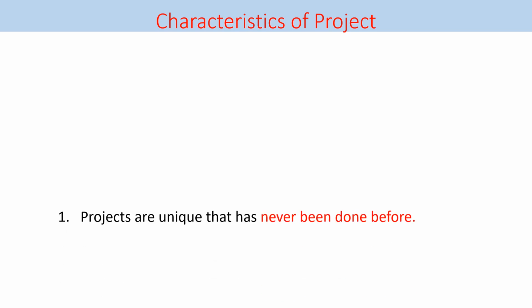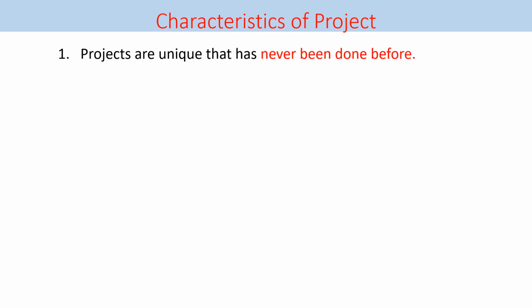Moving to the characteristics of a project, the characteristics also take some important terms from the definitions. The first characteristic of a project is that projects are unique; they have never been done before. We already said that the output of the project is unique. So one of the characteristics of a project is that it is unique and hasn't been done before.